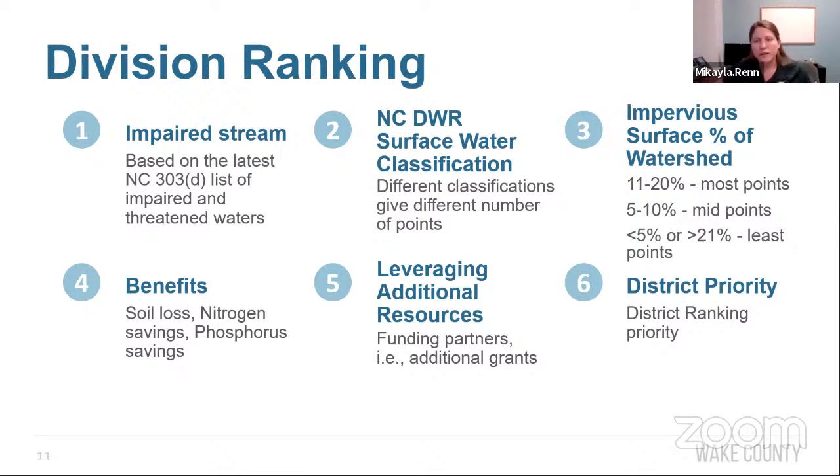They also look at the impervious surface percent in the watershed, which is calculated using an online software tool called StreamStats. Projects located in areas with 11 to 20% impervious surface receive the most points for that ranking criteria. They take into consideration potential benefits of the project, such as the amount of soil loss that's occurring and potential nutrient savings for nitrogen and phosphorus. They also want to know if the project has any other funding partners, such as grants, and they look at local district priority.